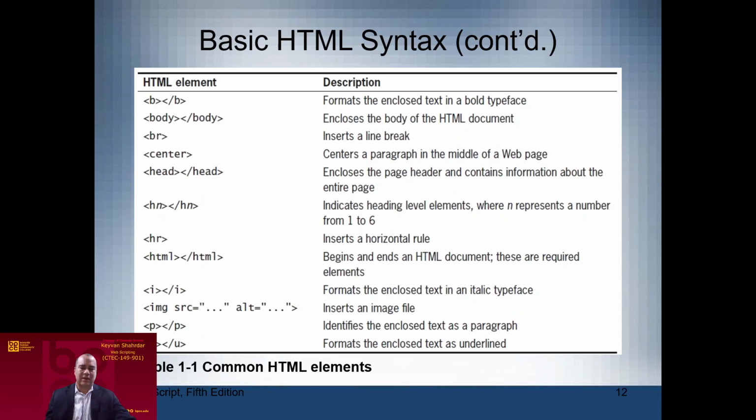And then you have I for italics, or to insert an image, you use the image tag, and SRC is the source. The source could be on the server itself, or it could be a URL to somewhere else. And then ALT is the alternate text. What that does is you can give some type of name to that image, so that if the image doesn't render, a name will appear. Slash P is for paragraph, slash U is for underline.